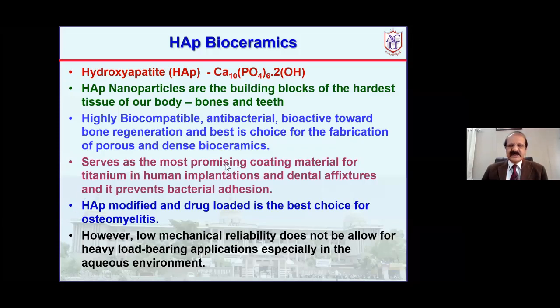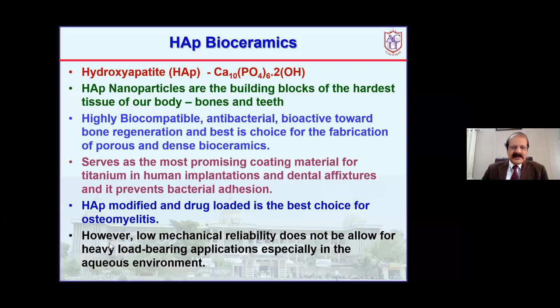And it also serves as the most promising coating material for titanium in human implantations and dental fixtures, and it prevents bacterial adhesion. This is the greatest advantage of hydroxyapatite. I was working on the hydrothermal processing of hydroxyapatite for Johnson & Johnson company in the US. They were making bone replacement materials using this hydroxyapatite prepared by us. You can modify the hydroxyapatite and also load it with a desired drug, and it is the best choice for osteomyelitis.